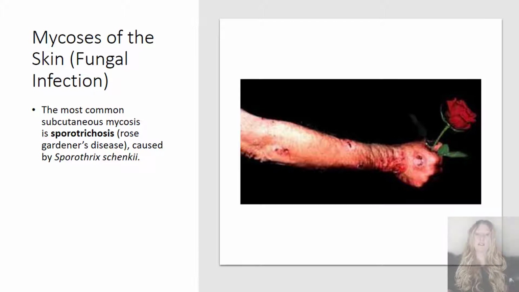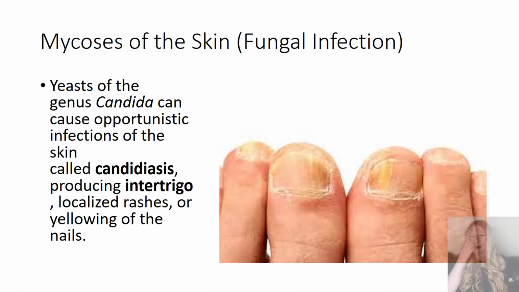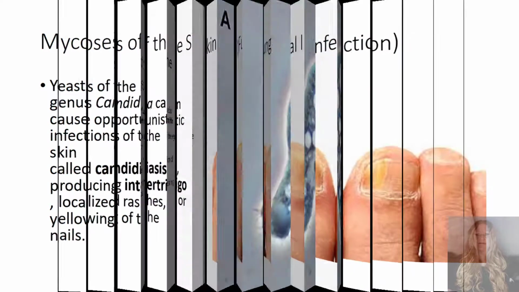The most common subcutaneous mycosis is something called sporotrichosis, otherwise known as Gardener's disease. You can also get fungal infections under the nail, such as this candidiasis. It can be seen here as the yellowing of the nails.